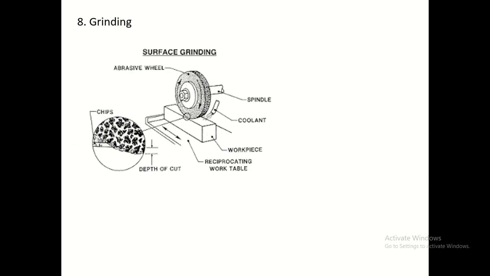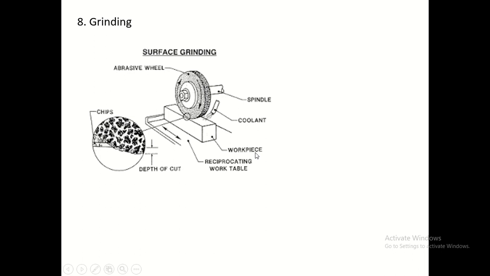Basically, why is the grinding operation needed? Many times a single point cutting tool gets blunt, meaning the sharp corner of the single point cutting tool gets blunt, and then it is not useful to remove chips from the workpiece. So we feed it to the grinding wheel and sharpen it. That's why grinding is needed.